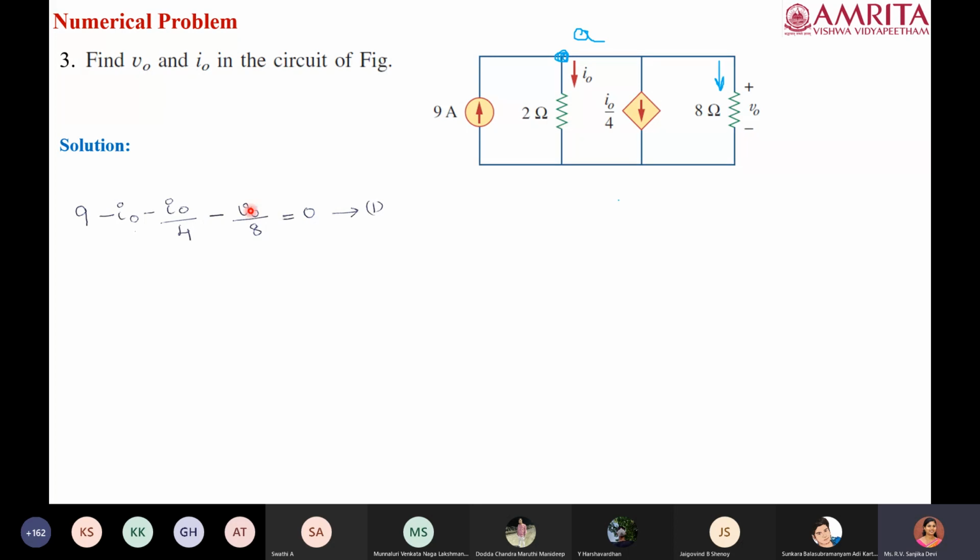Are you able to follow? Yes, ma'am. Thank you. Yeah, 9 ampere is entering. All the remaining currents are leaving, so they will get a negative sign. So minus I naught by 4, and for this particular current, we can compute based on the variable which is given. V naught is a voltage drop. So if there has to be a voltage drop, then the current should flow down. So it is minus V naught by 8. So that is equal to 0.